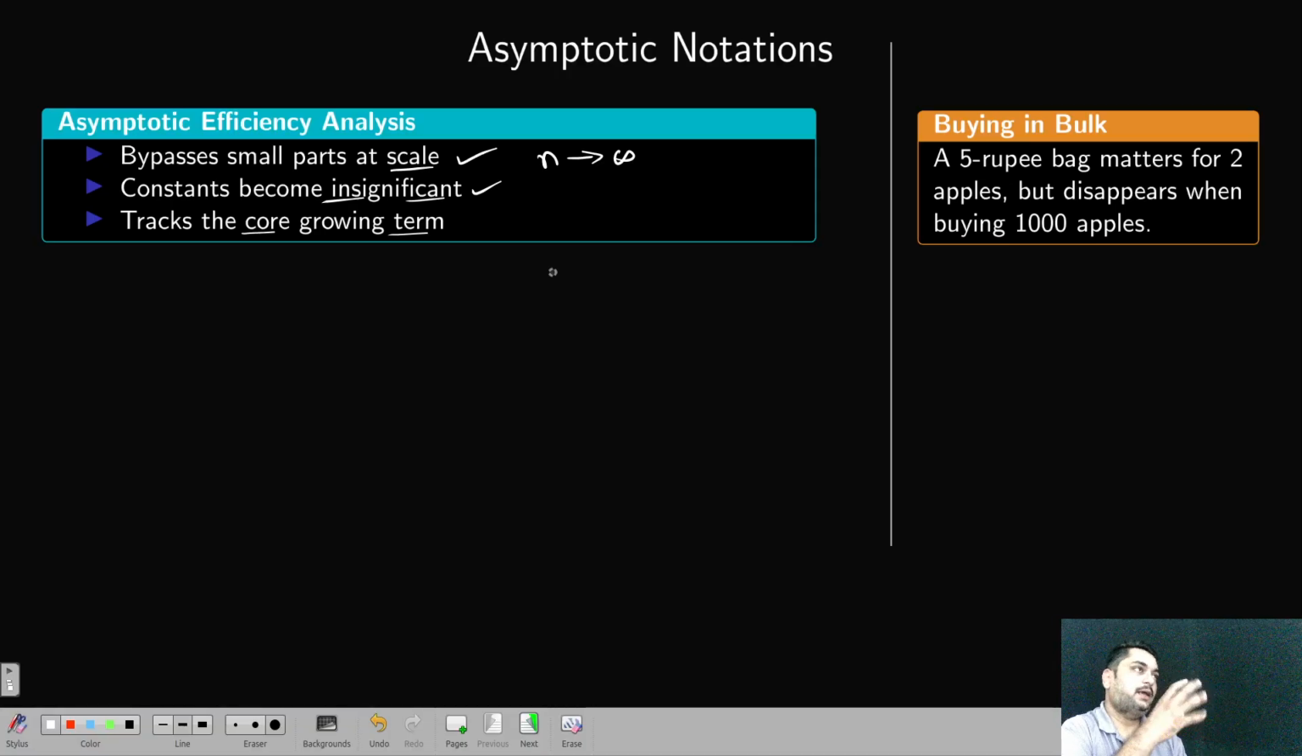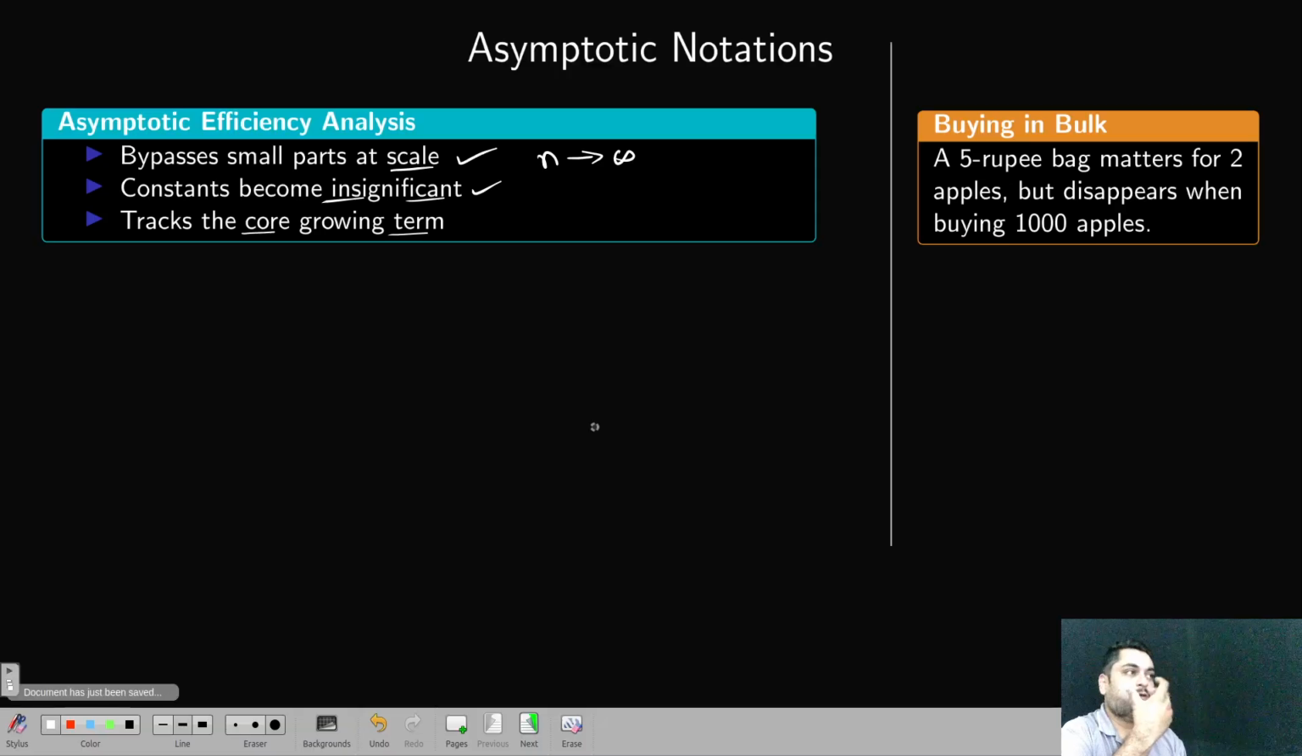You can take an example from the real world. For example, if I am buying 2 apples and paying 5 rupees for the carry bag, that actually matters, right? 5 rupees for only 2 apples matters. You can imagine it as a small input size. Now, if I have 1000 apples, that 5 rupee bag doesn't matter, because I'm buying 1000 apples. You can treat it as a higher scale, a larger input size.